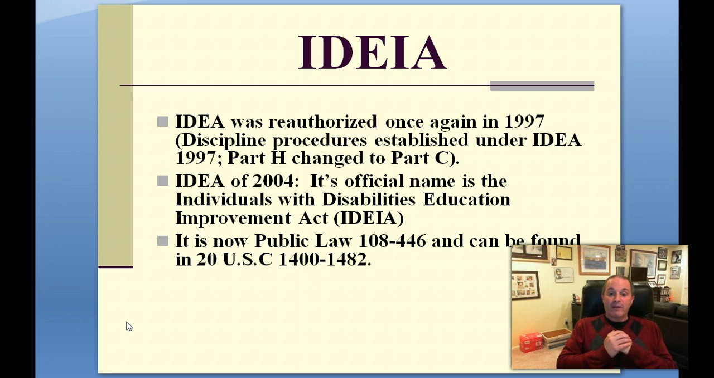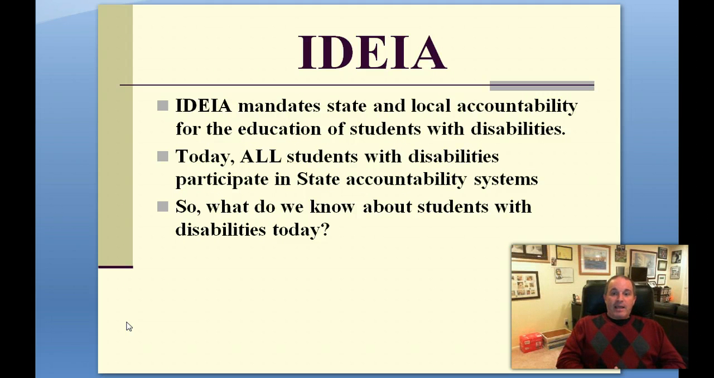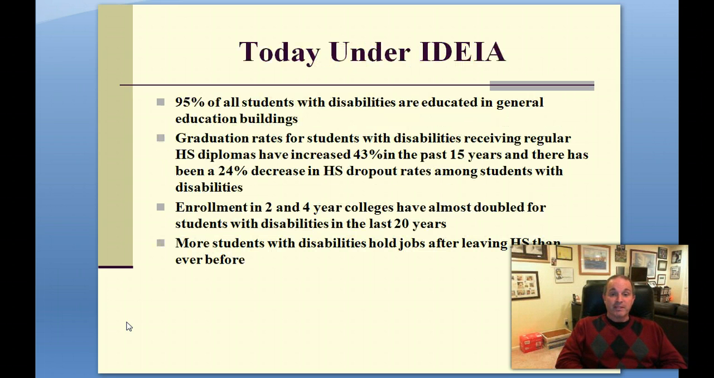That is our current federal law, and it's now Public Law 108-446. If you looked in the legal books, you would find it under 20 United States Code, sections 1400 to 1482. You don't have to worry about that for this course, but know that it's Public Law 108-446, the Individuals with Disabilities Education Improvement Act. IDEA mandates state and local accountability for the education of students with disabilities, and today all students with disabilities participate in state accountability systems. So what do we know about students with disabilities today?